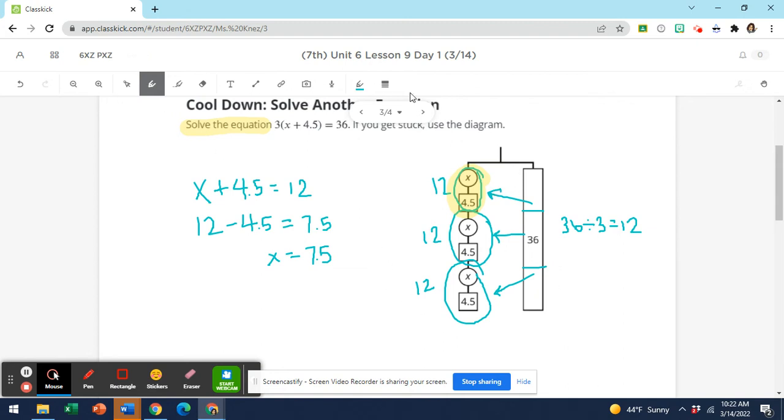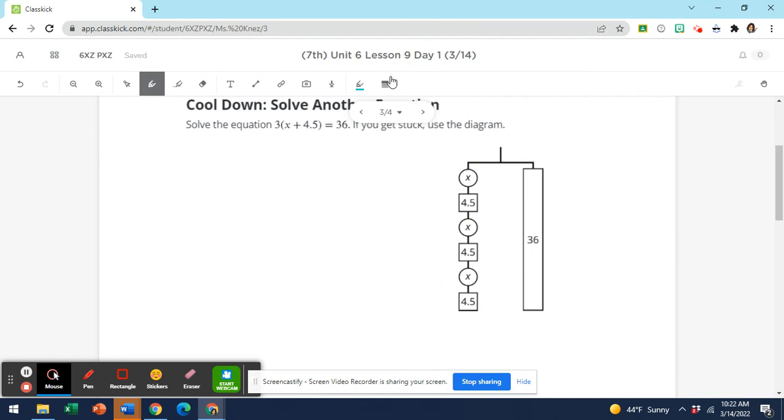Another strategy that we talked about in class was something that we've been affectionately calling the chop-off method. Here's what it looks like. If I get rid of 3 groups of 4.5, I know that I'm taking off 3 times 4.5 from the left side of my diagram. 3 times 4.5 is equal to 13.5.